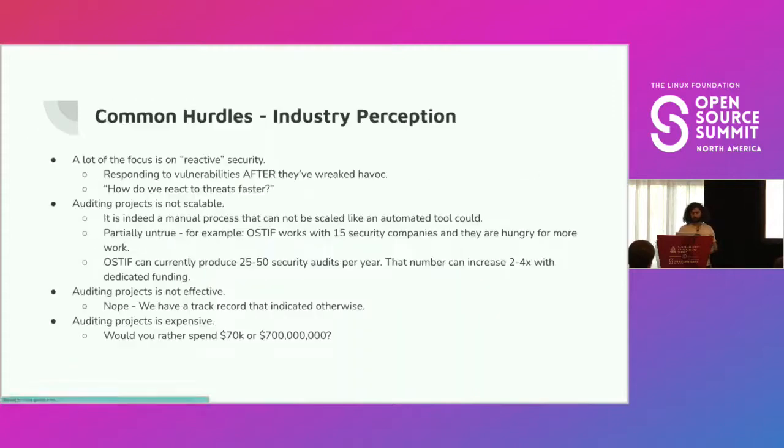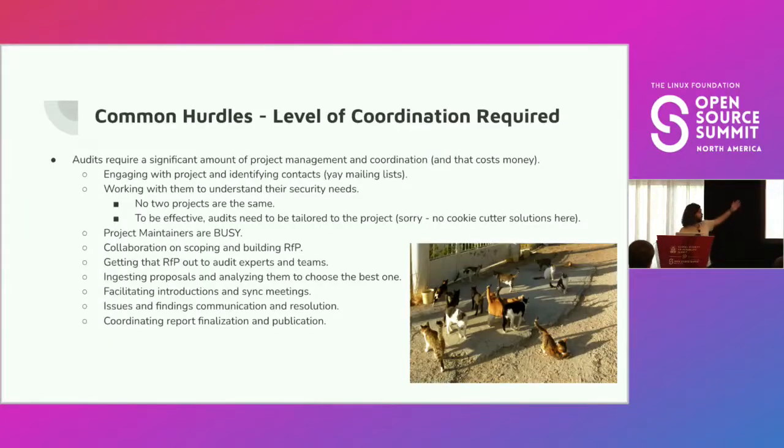Sure. I can go over it a little bit from this slide here. What inspired me to write this was thinking about the typical process that we go through. So engaging with the project and identifying contacts. That's an extremely important step, and sometimes it's very hard. See my point there, yay mailing lists. There have been times where projects just refer us to their generic mailing list and say, someone from the mailing list will get back to you. How many times has that happened? Zero. So even that first step, finding the right people, identifying the right contacts, can be a lot of work. And then working with the project to understand their security needs.